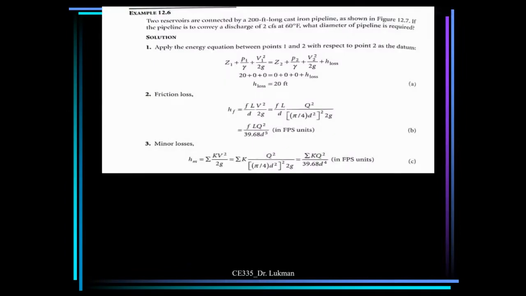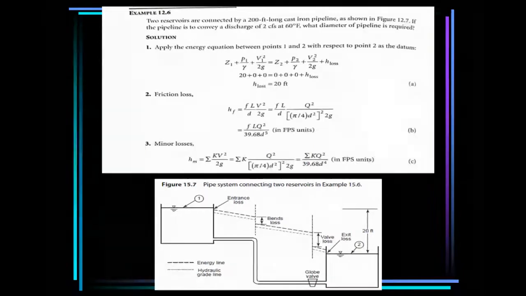Now, in this example, we have two reservoirs, one here, one here. They are connected by a 200 feet long cast iron pipeline. If the pipeline is to convey a discharge of 2 cubic feet per second at 60 degrees Fahrenheit, what diameter of pipeline is required? So we want to know the diameter of the pipeline to be used. We know the flow rate that we want, and we want to know the diameter to be used. So to do that, we apply the energy equation.